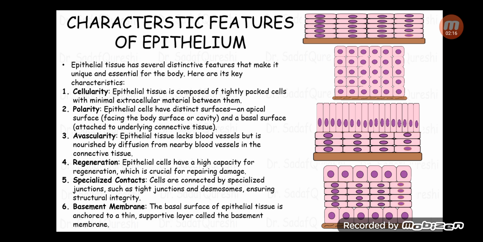The sixth characteristic feature is the basement membrane, that is, the basal surface of epithelial tissues is anchored to a thin supportive layer called the basement membrane, and in the diagram it is shown in brown color. All the cells that are shown in pink color, the basal cells, are attached to it because it is a stratified epithelium. But if we talk about simple epithelium, all the cells of the epithelium are attached to it.